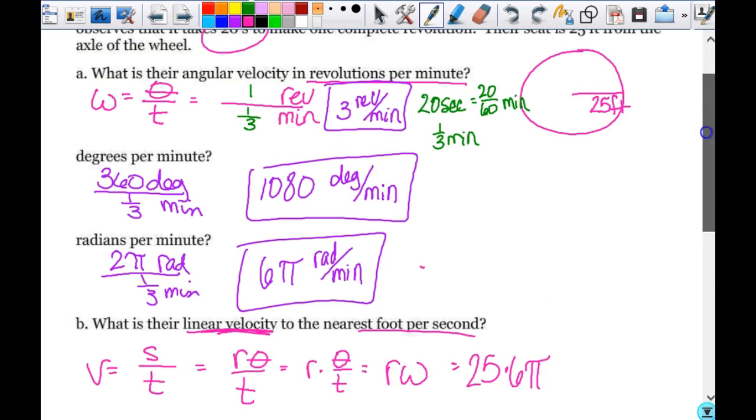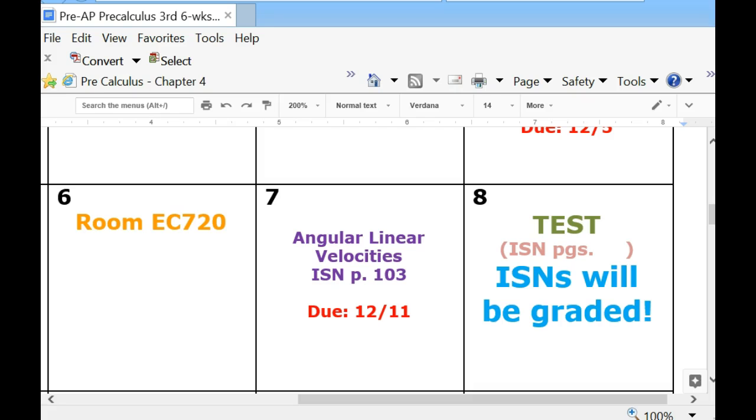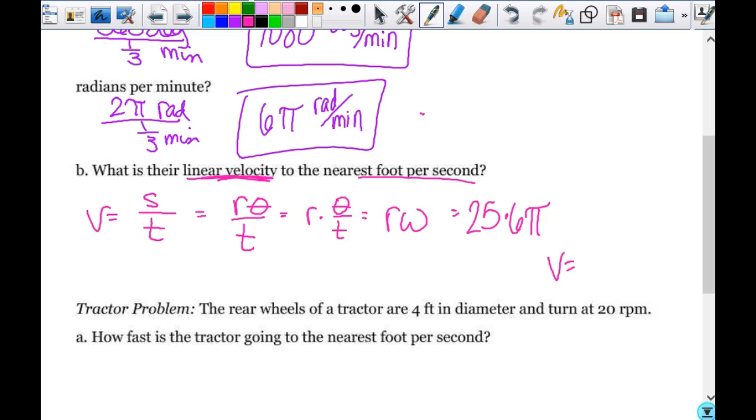I'm going to double check. Okay. So when I multiply that, I didn't even bring my calculator up here. You're going to have to help me out. So it's the nearest foot per second. What is that? 150? Oh, well, now my calculator disappeared, so that's about, what? 118? 115?